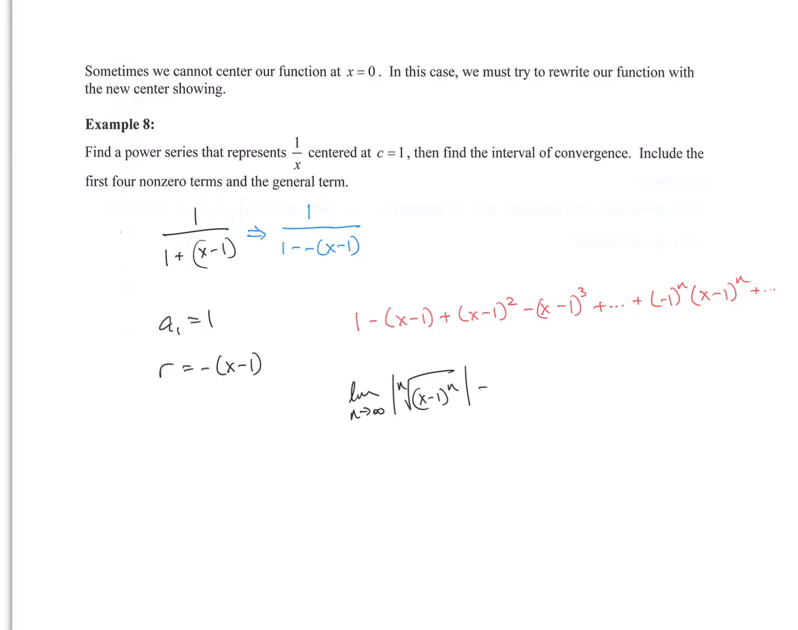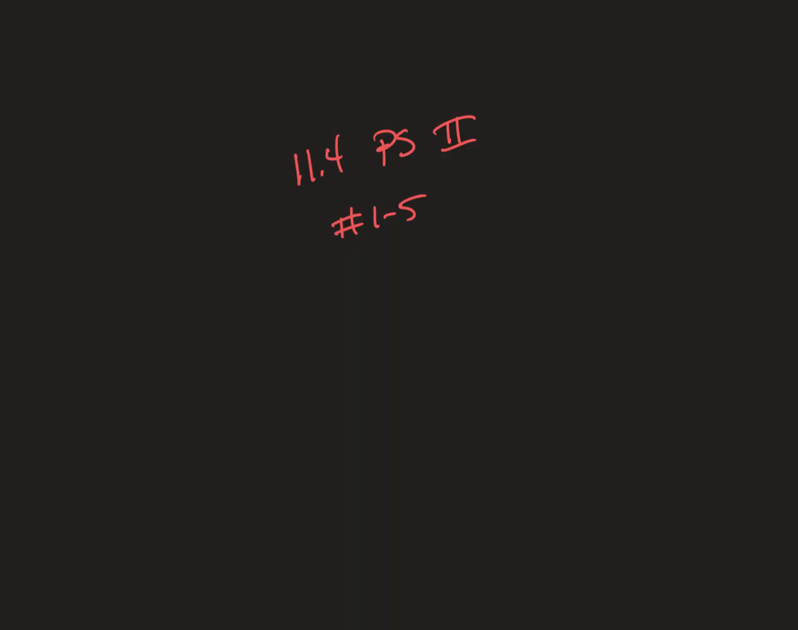And so now what am I left with? Absolute value of x minus 1. And what do I want that to be? Less than 1. And so now where's this thing centered at? 1. And so now I'm going to add and subtract 1 to 1. And so then I get my interval of convergence is 0 to 2. 11.4 PS2, numbers 1 through 5.